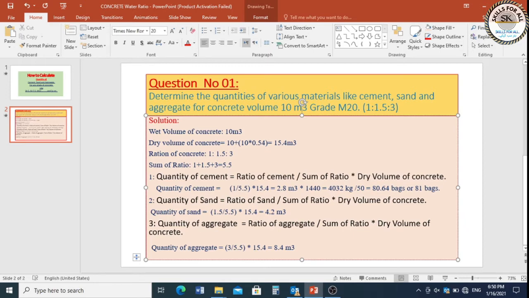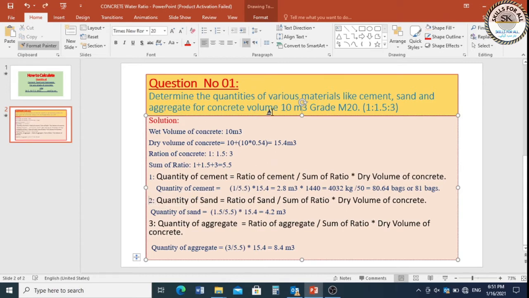To make the concrete, you need to order cement separate, sand separate, and you need water also. Water we calculated already in our previous lesson. If you don't know, you can go to my previous lesson and you can see there. I will give you the link below in the description. We will start our lesson today.